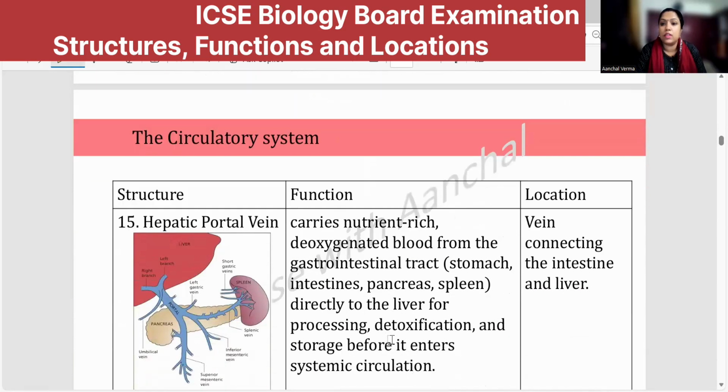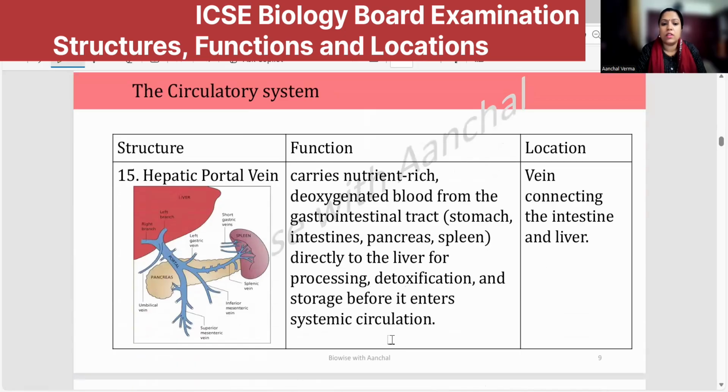Moving to the next, the circulatory system. Now, in the circulatory system, the hepatic portal vein. Now, you can see here spleen, then your pancreas, then your gut, then your intestine, all are connected to the liver by this blue blood vessel. Now, this carries the deoxygenated blood from all these organs and sends it to the liver, right? This is called the hepatic portal vein.